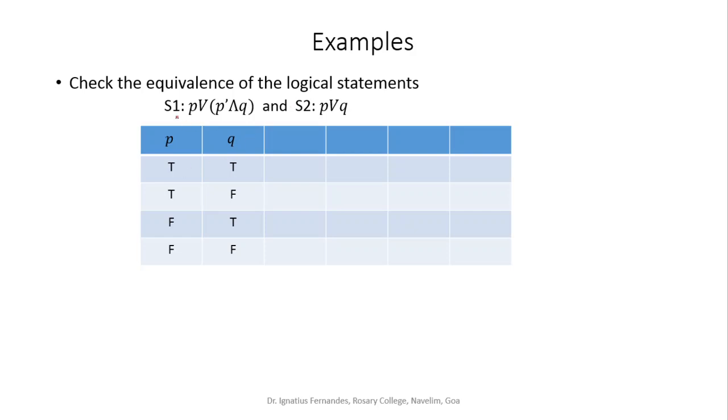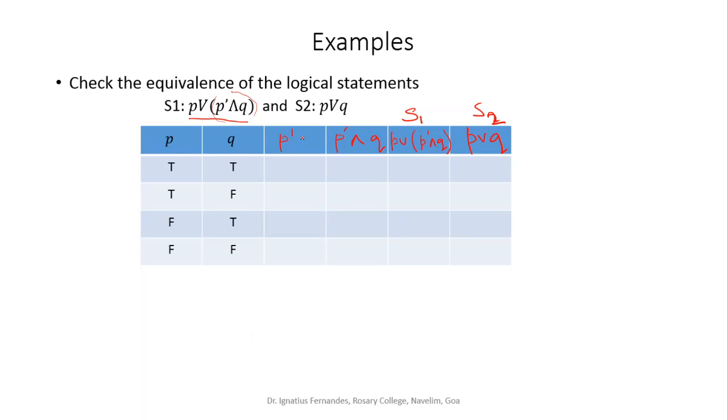Let's say in this case I have S1 as P or (P bar and Q). So I'll write down the truth values for this. To write down the truth values for S1, first I will need P bar, because there is P bar here, and then I'll find out P bar and Q. Once I know P bar and Q, I'll finally find out P or (P bar and Q). That is our S1. And for S2, I need P or Q. This is the same as our OR truth values.